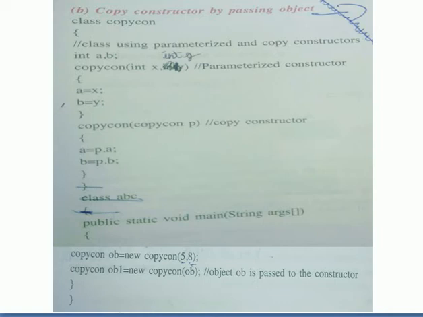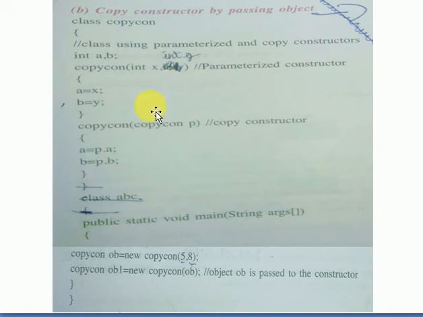Now, one more type of constructor is the copy constructor. It means copying from one object to another object, creating an object from another object. See, class Copycon has int a, b as data members. Copycon(int x, int y) is a parameterized constructor because two parameters are passed.